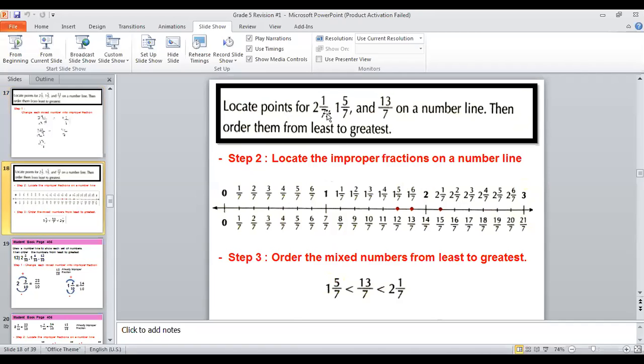Now, what's the denominator in this question, Faris? 7. So I will divide the area between 0 and 1 into 7 parts. From 1 to 2, another 7 parts. From 2 to 3, another 7 parts. That's it. Okay, thank you. You are most welcome.